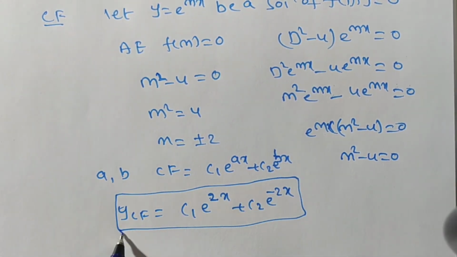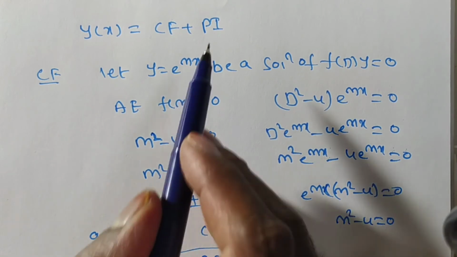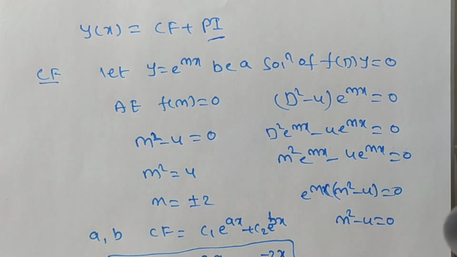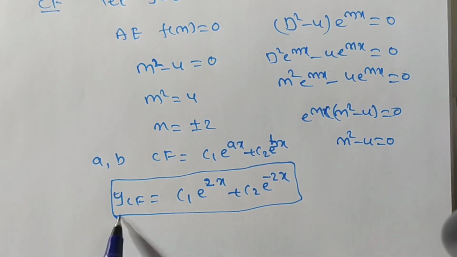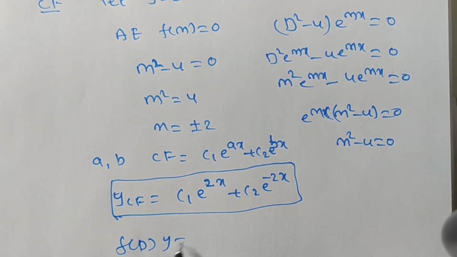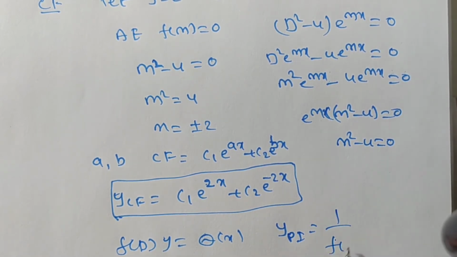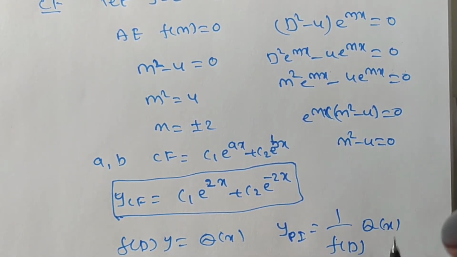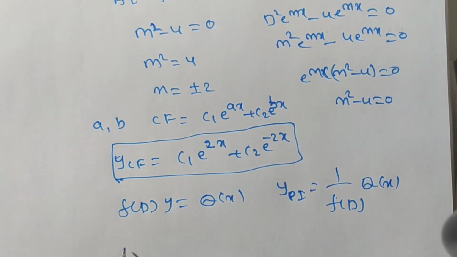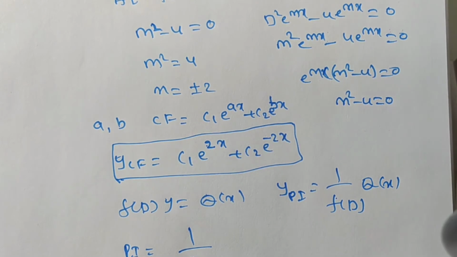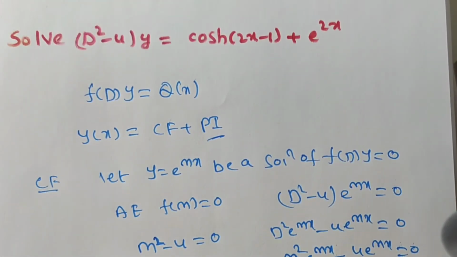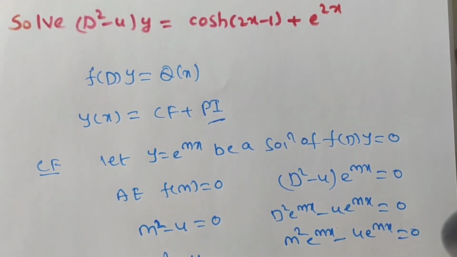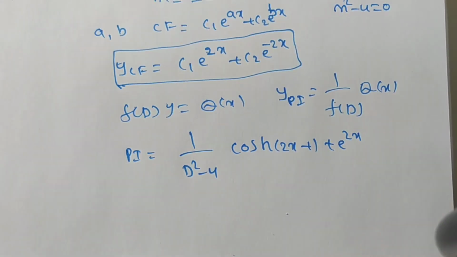So half of the part we are done. Next we have the particular integral. We need to find the particular integral for f(D)y = Q(x). The particular integral y_PI is the inverse of the differentiation, that is 1/f(D) times Q(x). So what is f(D)? Now PI = 1/(D² − 4), and Q(x) is cosh(2x − 1) + e^(2x).